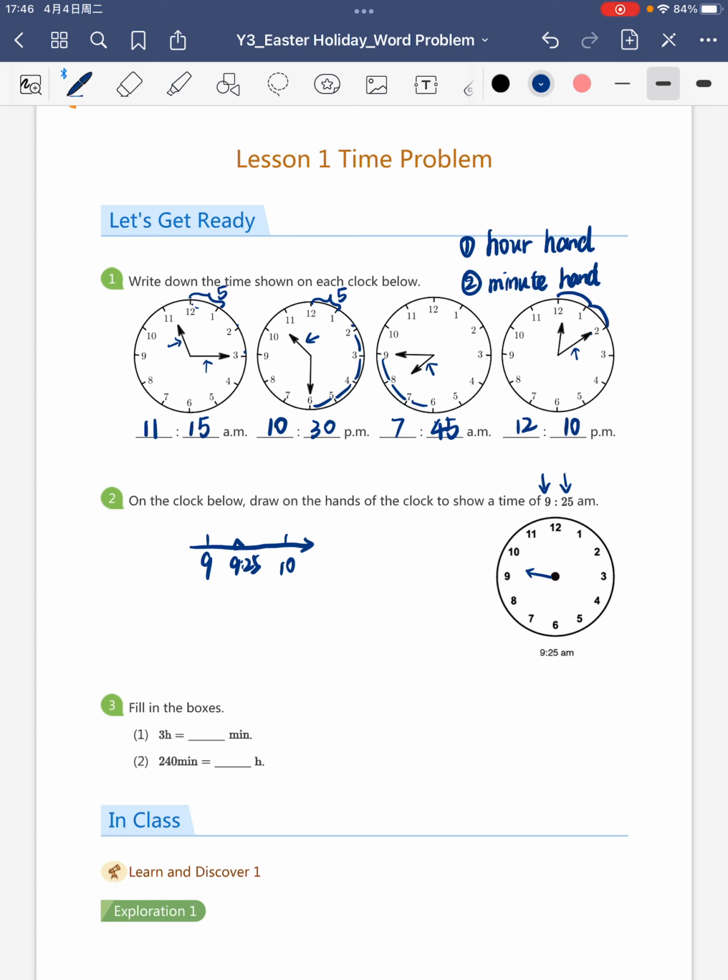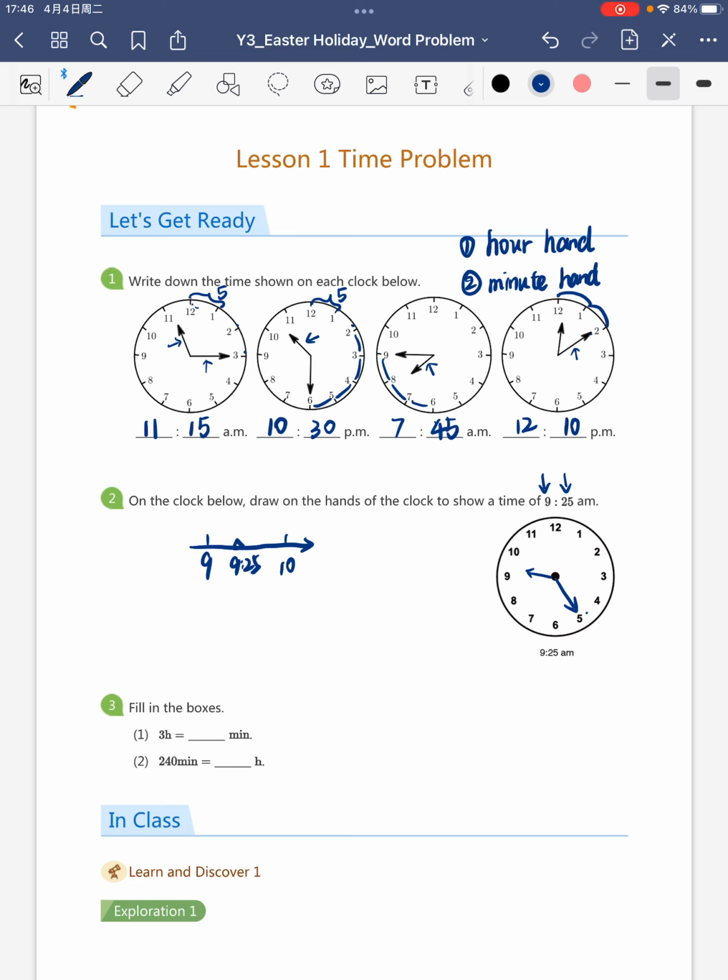And then for the 25, it's the minutes. And we know for each individual part, like from 12 to 1, it's 5 minutes. Then for 25 minutes, we will count from 12 to 5. 5, 10, 15, 20, 25. So please draw a longer hand which is pointing to 5. Then this time will be 9:25 a.m.